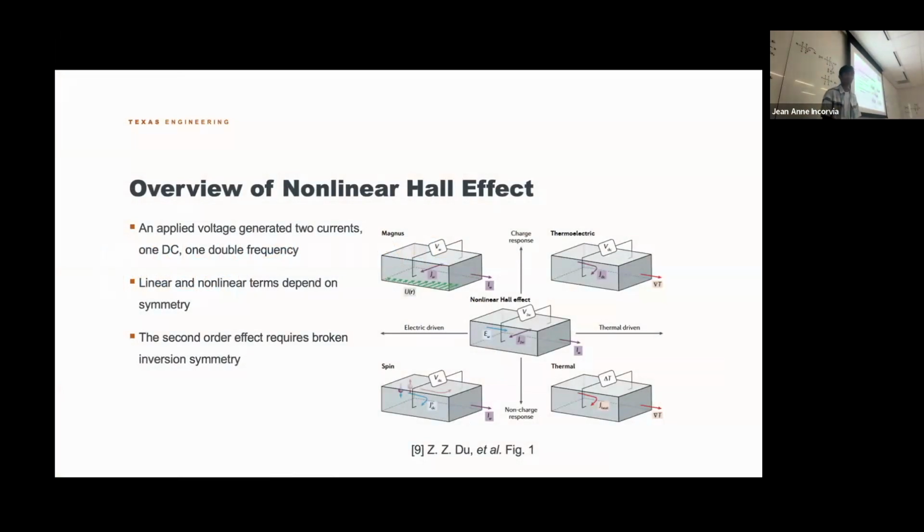terahertz emission. So when you apply a voltage, you'll get two currents. One of them will be DC, and the other one will be an AC current at double the frequency of your input. And the linear and nonlinear terms depend on the symmetry of your device. Specifically, the second order term requires a broken inversion symmetry. So this is like if you rotate your material, you need to break that symmetry. And there are different variations of this effect. You can drive it thermally or electrically, and you can get either electrical responses or non-electrical responses.